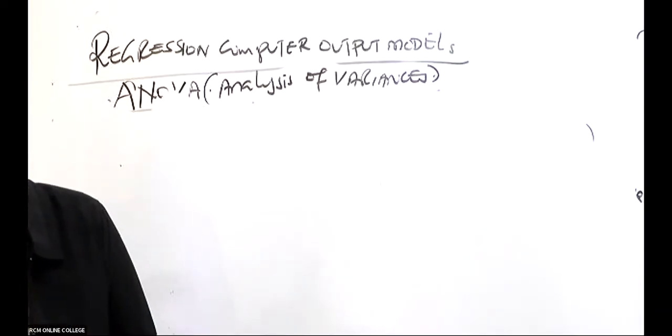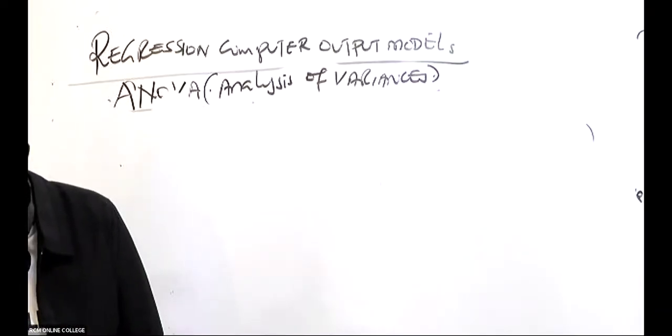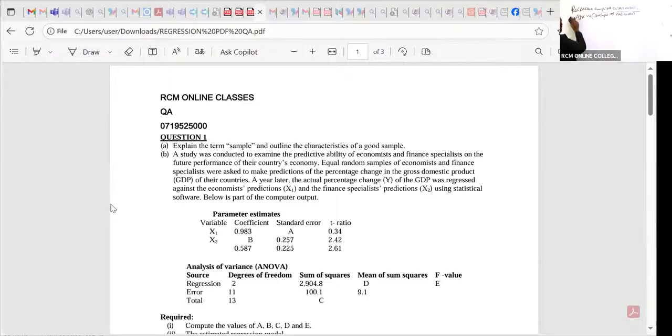Now, ladies and gentlemen, when you look at the ANOVA that has been given to us, we copy that ANOVA table first. So you can see the first column there is the source of the variance. And in this case here, we have regression.